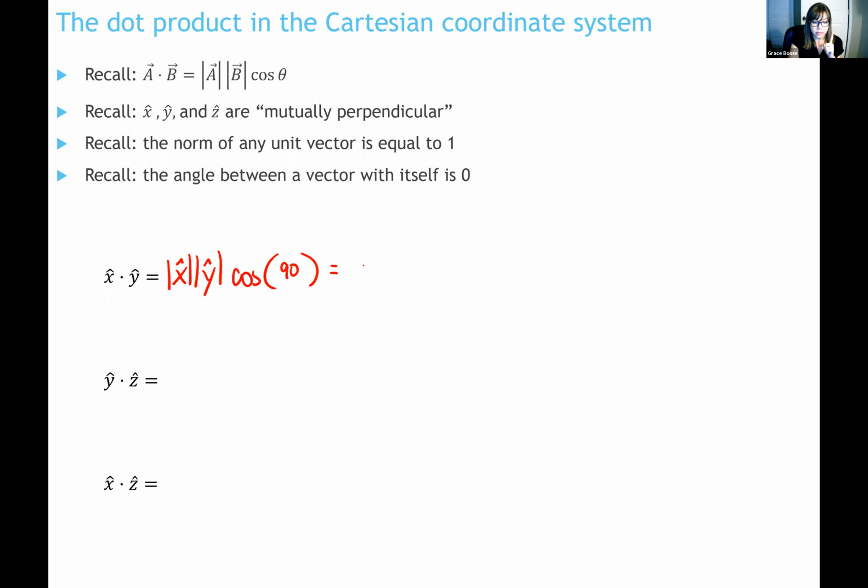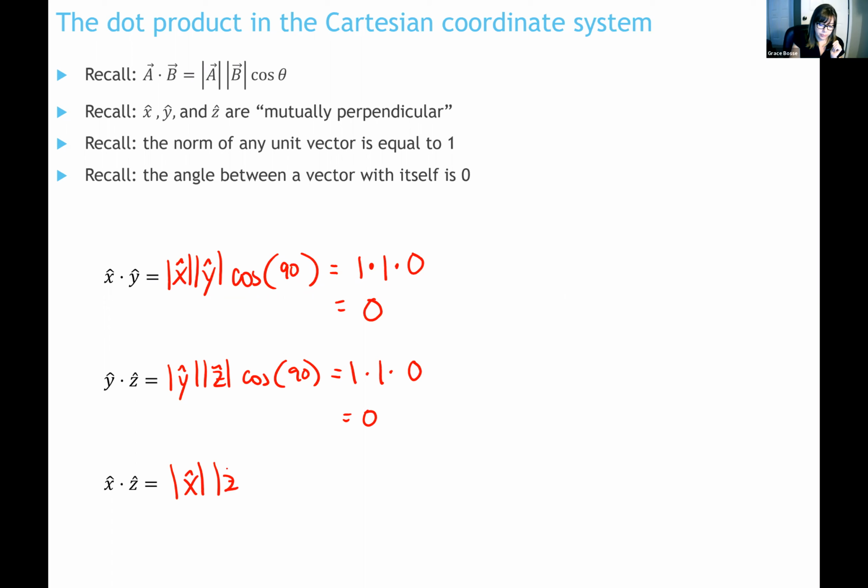The norm of unit vector x hat is 1. The norm of unit vector y hat is 1. And then the cosine of 90 degrees is 0. So that whole thing becomes 0. So there's an interesting relationship here between all these dot products between the Cartesian unit vectors. They're all going to go to 0, all because they are perpendicular to each other. So I'm just going to keep writing these out to really show you and to prove to you that the dot product between any of the Cartesian unit vectors has to be 0.